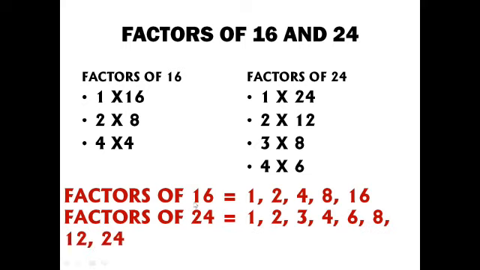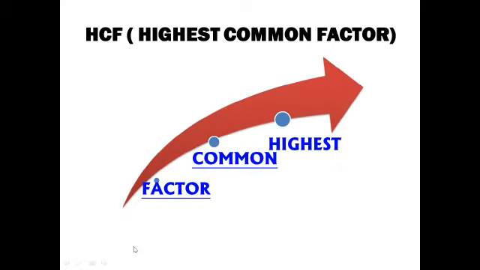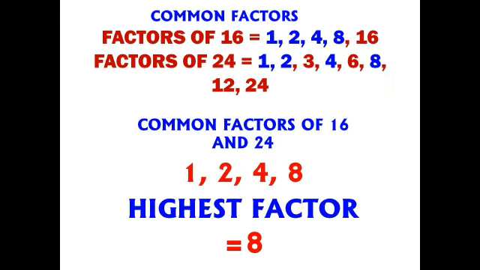We will list all the factors of 16 and 24 now. For 16 we got 1, 2, 4, 8 and 16. And for 24 we have got 1, 2, 3, 4, 6, 8, 12 and 24. Now we will go with the other word, common, to find the common factors of 16 and 24. That is, the factors which are present in both 16 and 24. What are the factors common in both the numbers? 1, 2, 4 and 8 are the common factors of 16 and 24. So we have found the common factors.